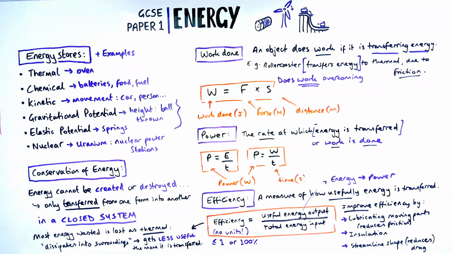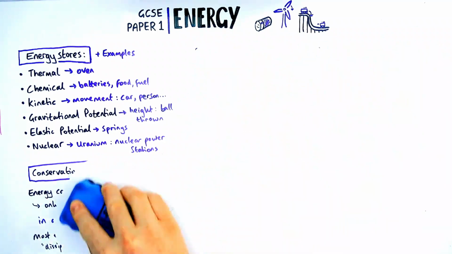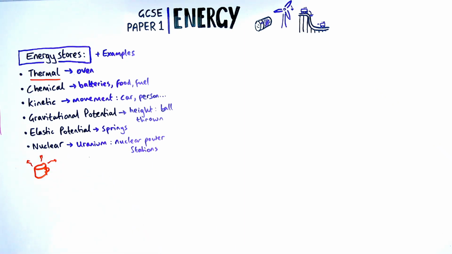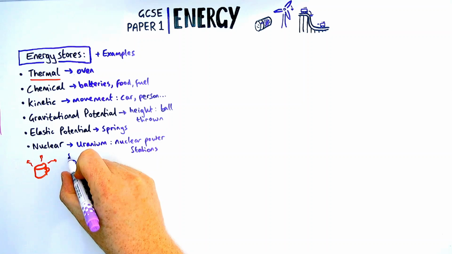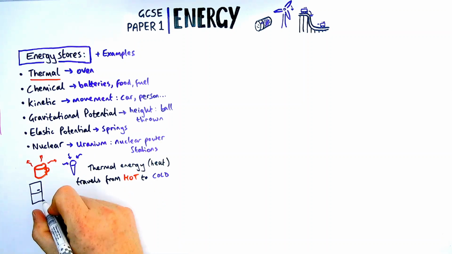Let's talk about another one of these energy stores. Let's talk about thermal energy. So thermal or heat energy always travels from hot to cold. So a mug of tea will radiate heat outwards, and ice cream will have heat inwards, so it can melt. Sounds like a really obvious point, but often students get this mixed up.